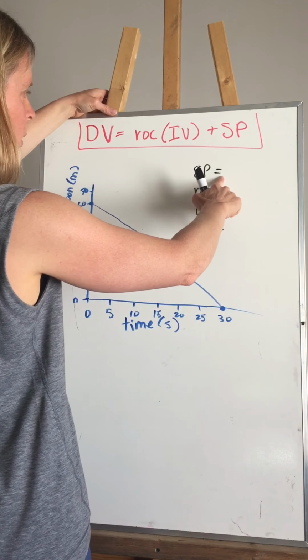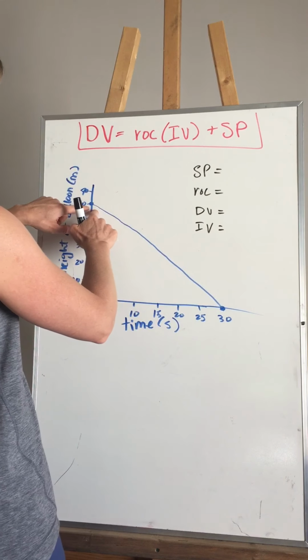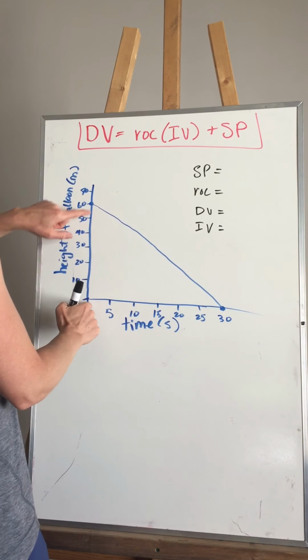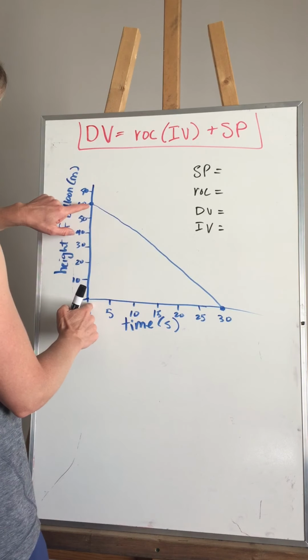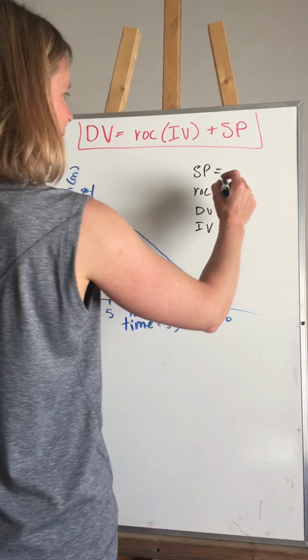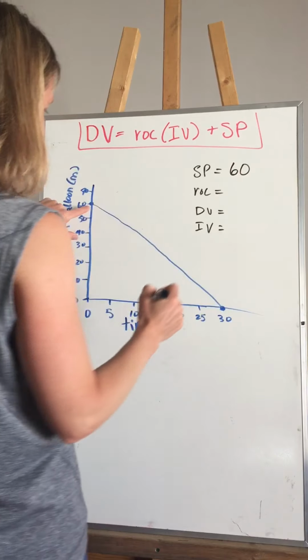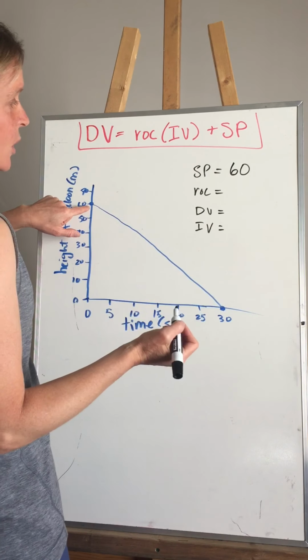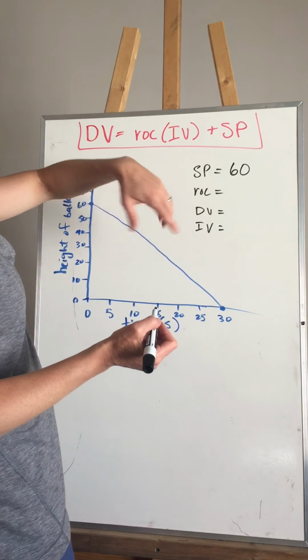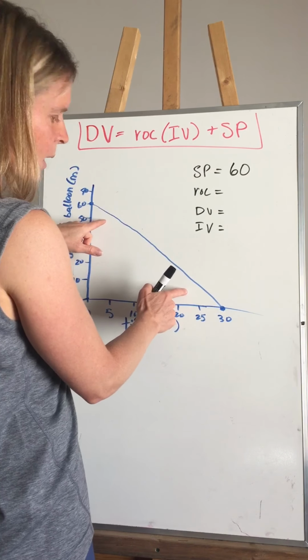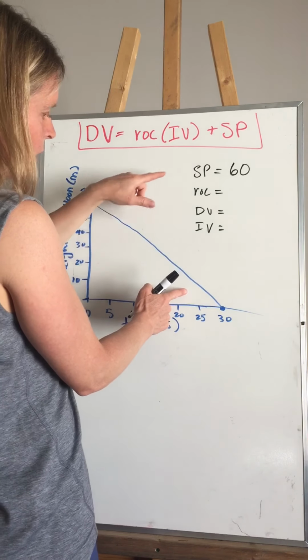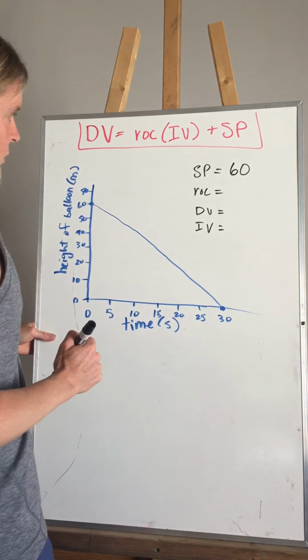So my starting point, where am I starting? Here on a graph, this is where I'm starting, right? When the independent variable is at 0, where do I start? Here I'm starting at 60. So that is my starting point. My rate of change. This is why we went over rate of change just before, because here we need to calculate the rate of change for this line. It's not given to us.